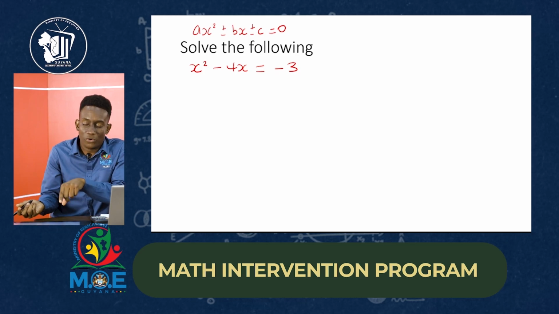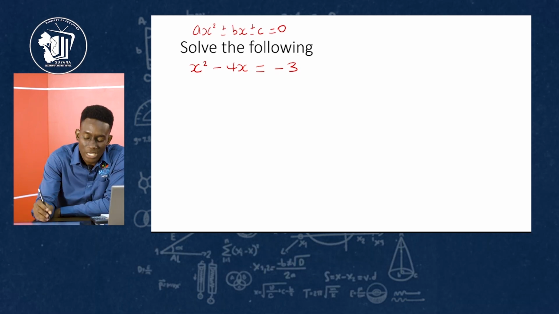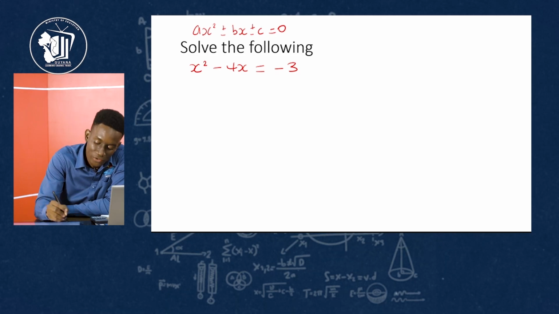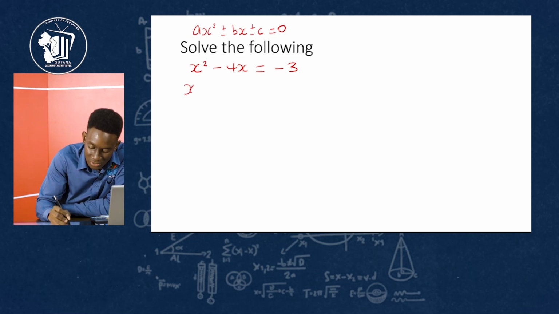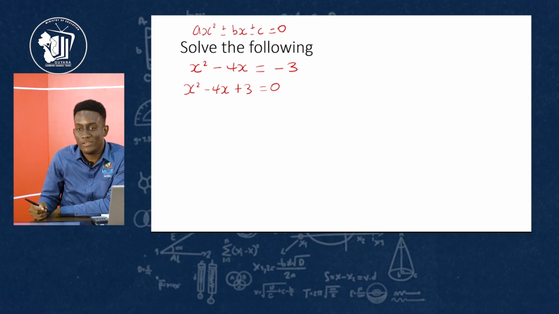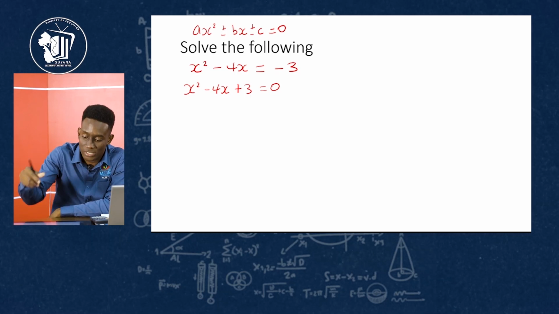So we have to transform this into the general form, and we can simply do that by taking over this minus 3. So when we take over the minus 3, we'll have x squared minus 4x plus 3 is equal to 0. And now we can identify what is a, and what is b, and what is c.